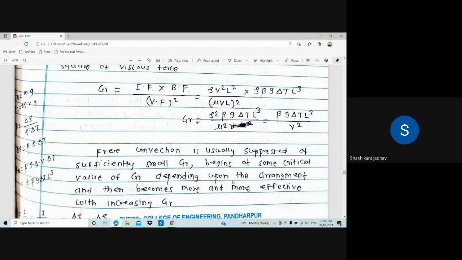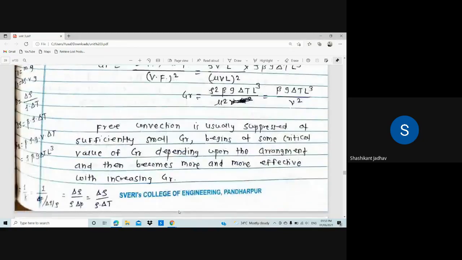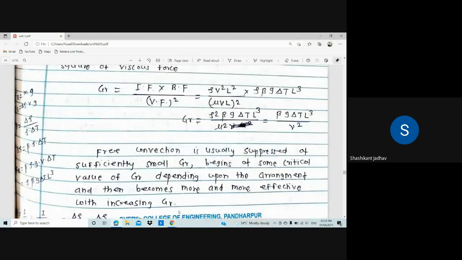By the simplification of this equation, we get the Grashof number as g beta delta T L cube divided by nu square. All of you write down: by the simplification, we get the Grashof number as beta g delta T L cube divided by nu square.